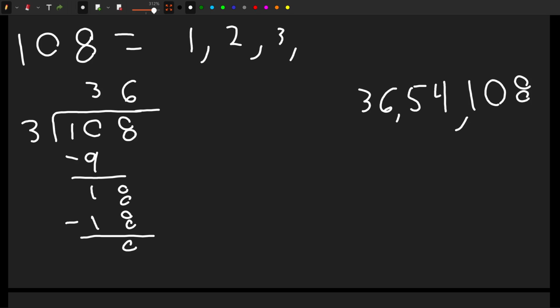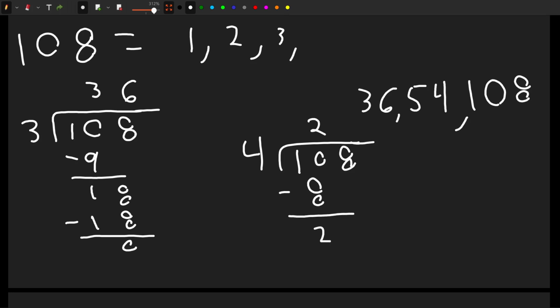Now, is it divisible by 4? It should be divisible by 4. So if I try and divide this by 4, I get 108. How many times does 4 go into 1? It goes in no times. So how many times does 4 go into 10? It goes in twice. And I get 8.